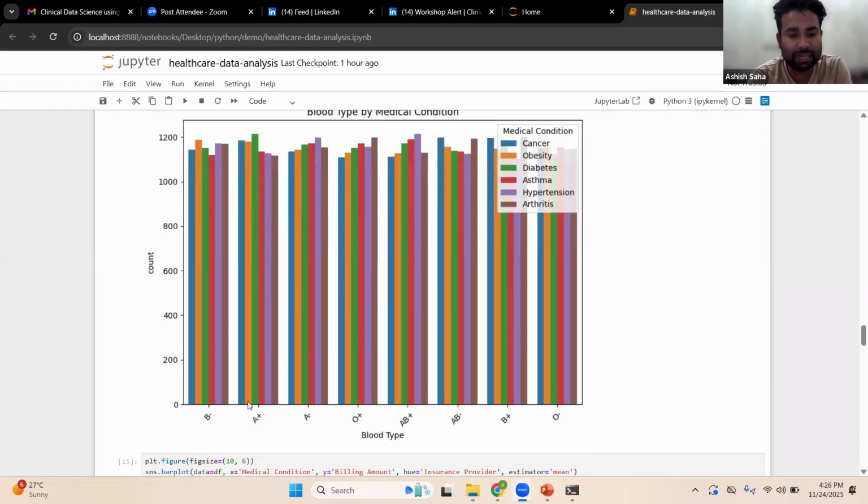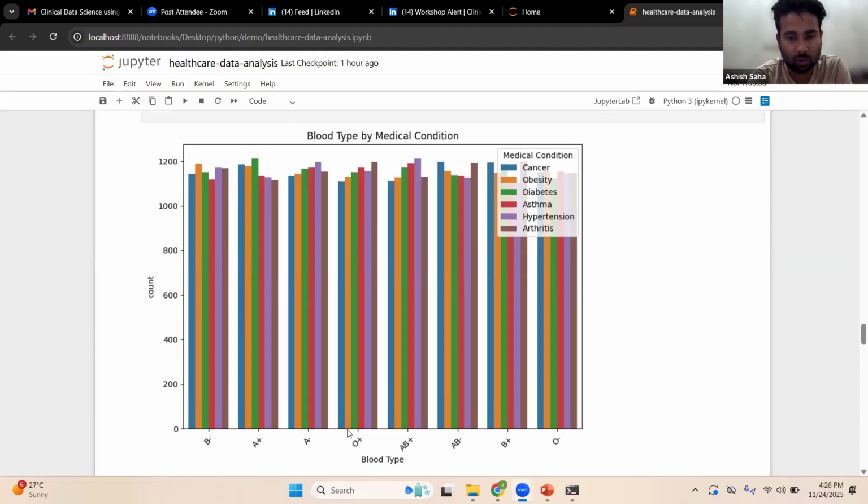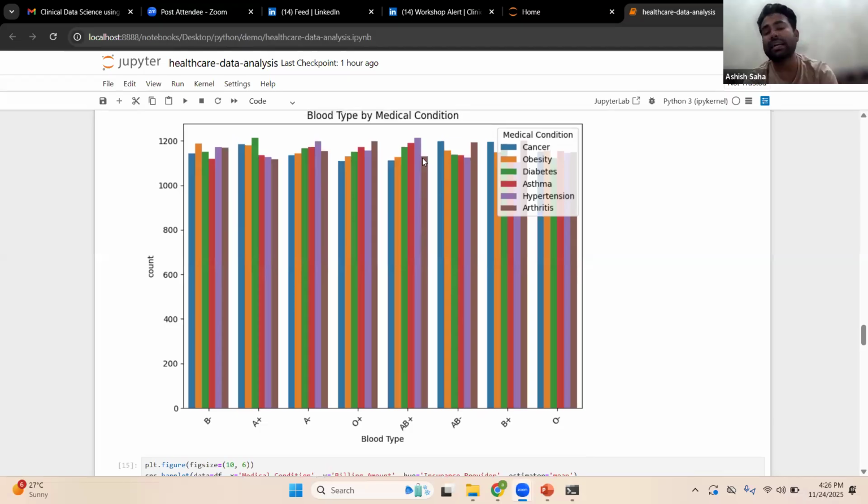If I look at B negative, most of the people have diseases like obesity. If we talk about the A positive blood group, these people have a disease like diabetes, right? Similarly, I can compare with O plus. If I talk about O positive, most of the people have arthritis type diseases. For another group, most of the people have hypertension type disease. In that way, I can analyze my hospital data, which helps me solve this business problem.